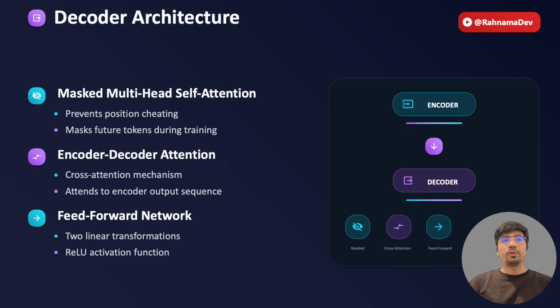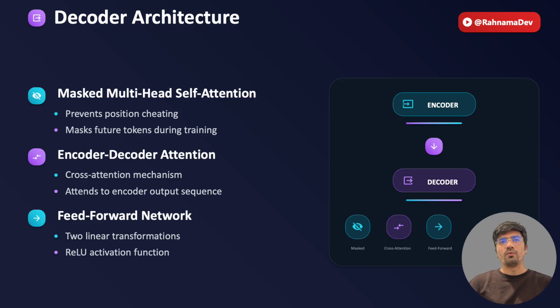The decoder is responsible for generating the output sequence. Like the encoder, it consists of multiple identical layers. However, each decoder layer has 3 components instead of 2, making it more complex. The first component is masked multi-head self-attention. It is similar to the encoder's self-attention, but with one crucial difference.